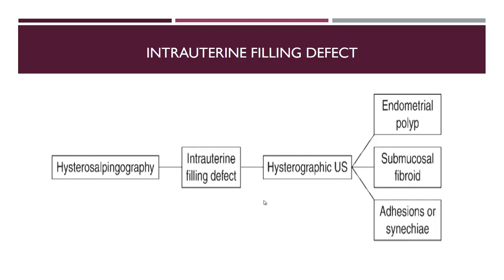Intrauterine filling defect. In hysterosalpingography, when we see an intrauterine filling defect, we must also do ultrasound in order to be sure what the cause is, either endometrial polyp, submucosal fibroid, or adhesions or synechia. These are the three pathologies that may cause a filling defect in the opacified uterine cavity.